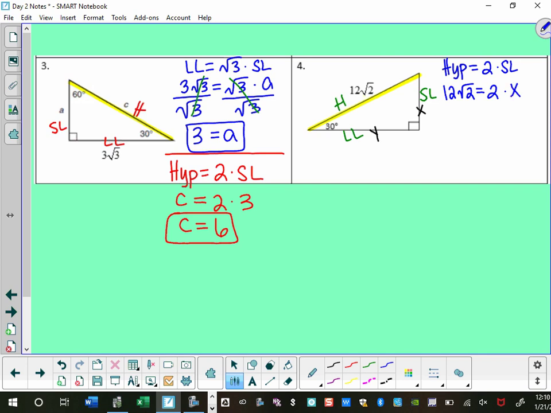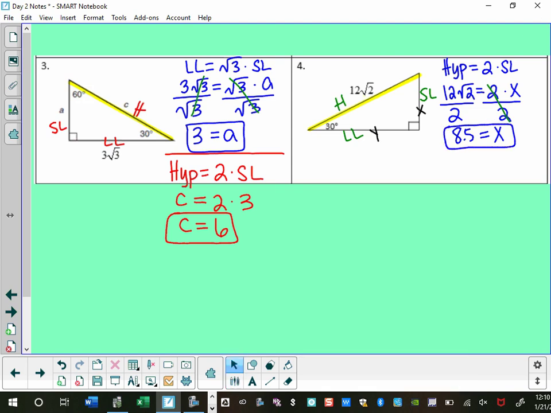All right, Chris, how do I solve for x? Divide by 2 on each side. This cancels out. What is 12 times root 2 divided by 2? 8.5, good. X equals 8.5. When you write in your calculator, you type in the top, hit enter, divide by 2. And that's the short leg, right?